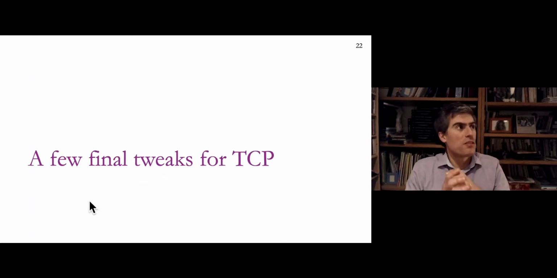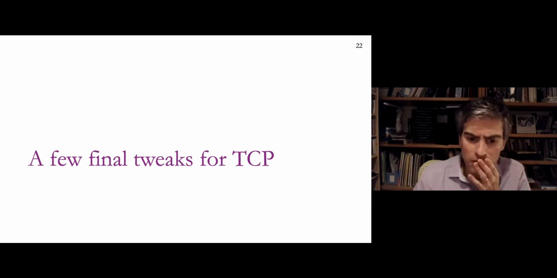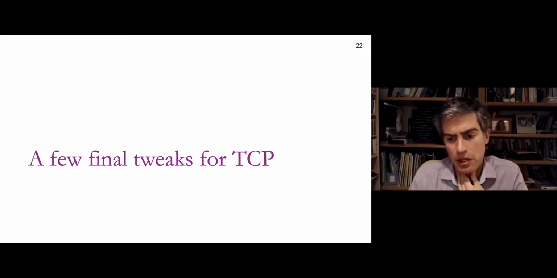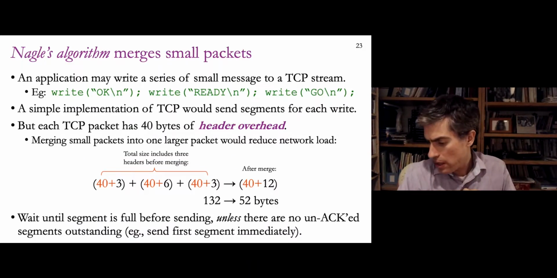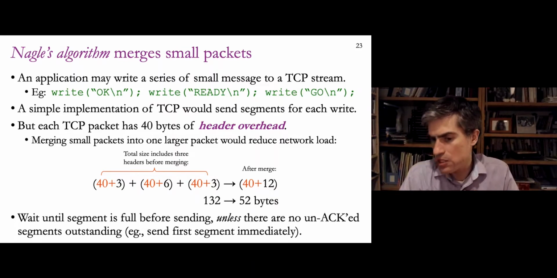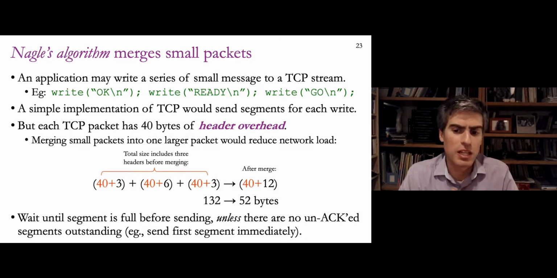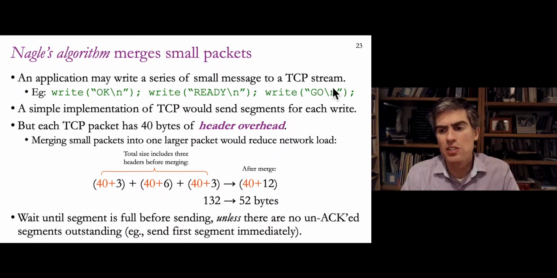All right, so I have just a few more slides on TCP. A few more things we should know about TCP to get maximum performance out of it in different scenarios. Now, one thing that can be a problem with TCP is small packets introducing a lot of overhead. So let's think about an application that writes a bunch of small messages on a TCP stream. Okay, so for example, we have a program that writes OK, ready, go. So these write commands are sending data on a TCP socket.